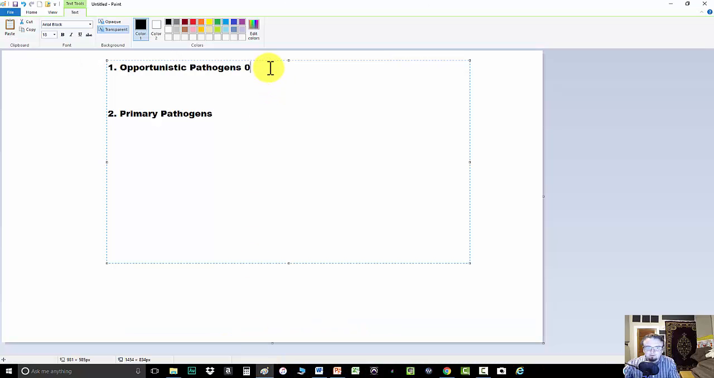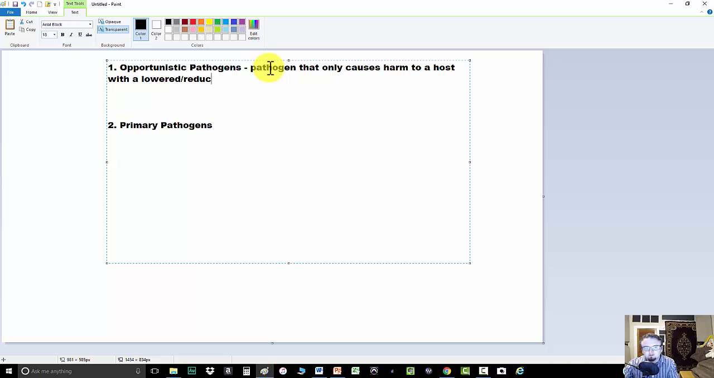Okay, so an opportunistic pathogen can be thought of as a pathogen that only causes harm to a host with a lowered or reduced immune system, or you could even say immune system or immune response. And let me follow that up here. Let me just give you the other one real quick.